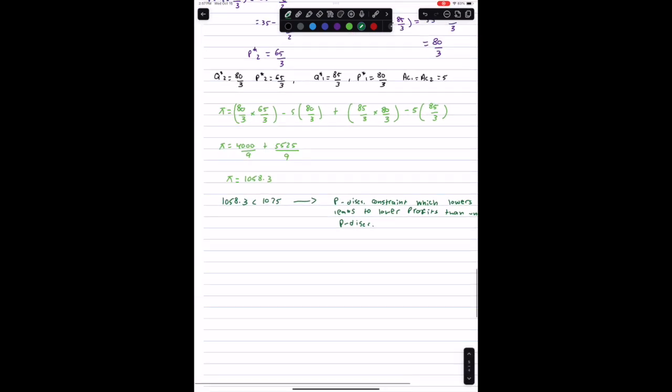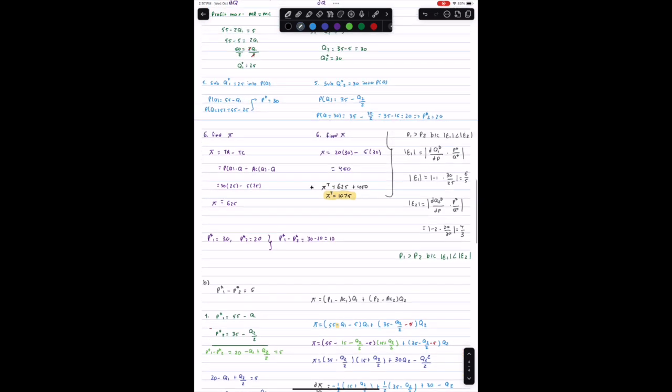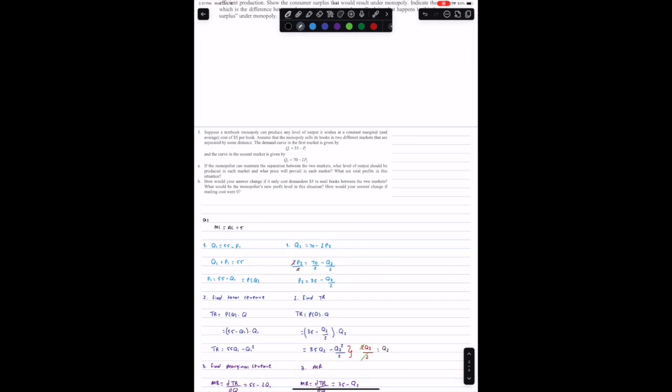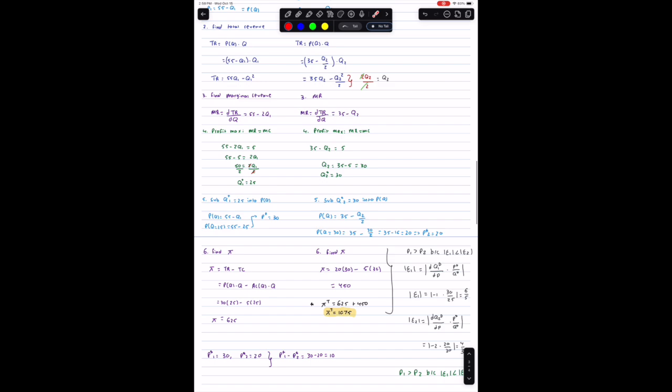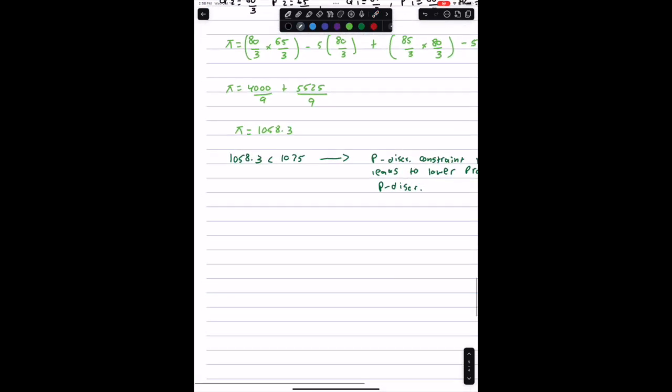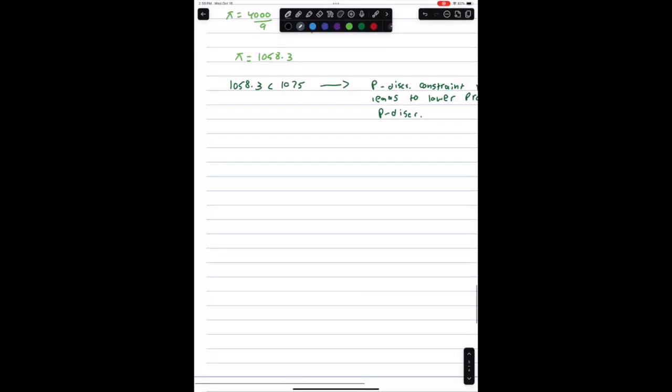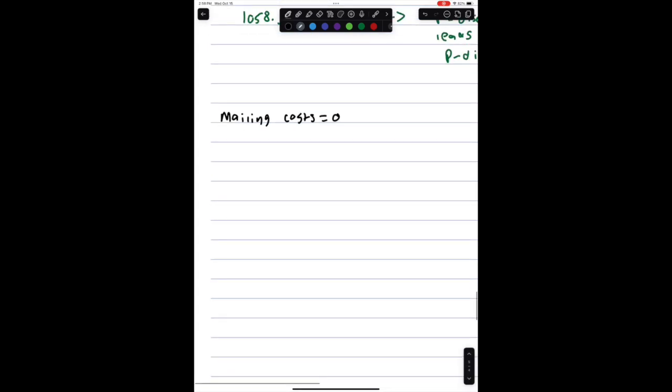Now, the second part of part B says, what if mailing cost were 0? And intuitively, you should be thinking, well, if mailing cost is equal to 0, then consumers can pick freely between the two markets without having to worry about anything, and therefore the profits should be much lower. So I'm just going to write this here. Mailing cost equal to 0. In order to solve this, we have to find market demand. Right? And this is how we do it.